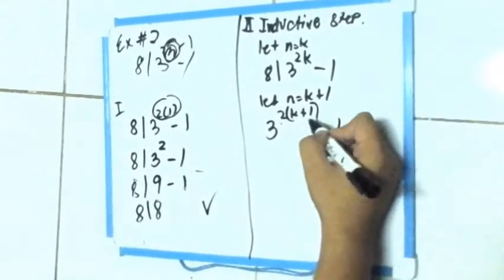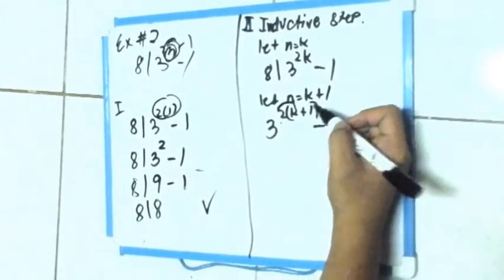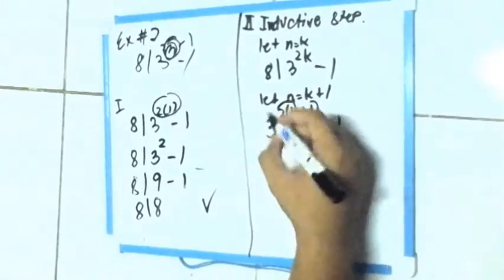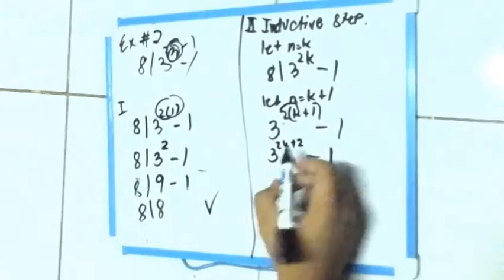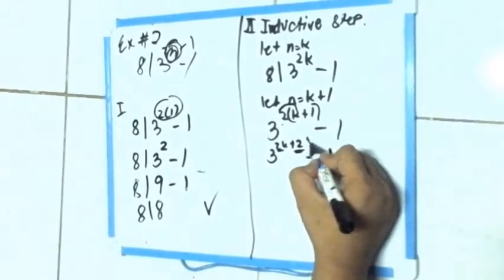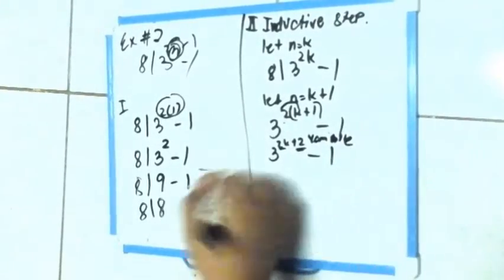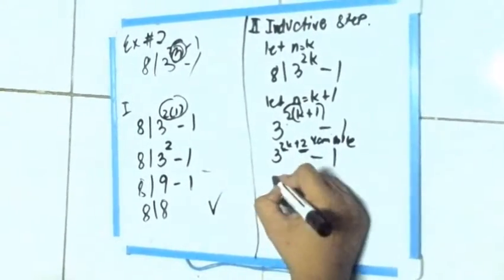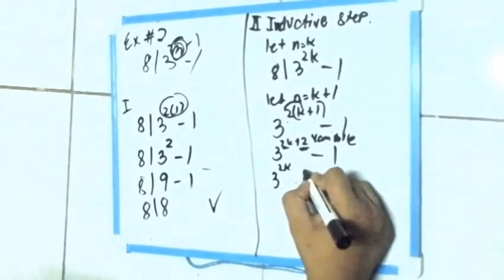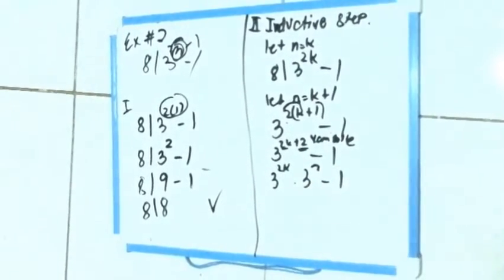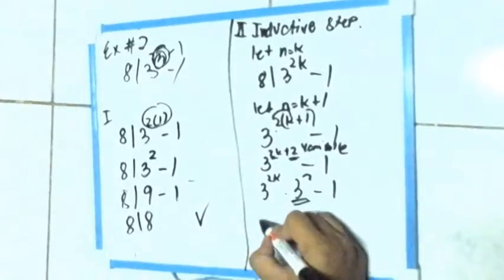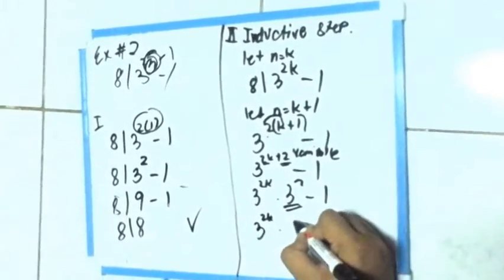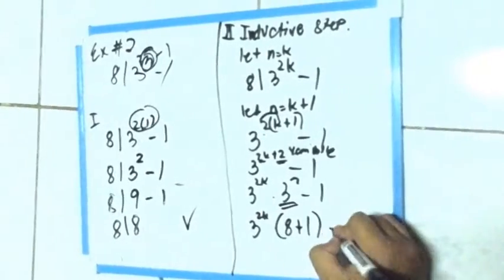Then after that, multiply 2 to k plus 1. So 2 times k plus 1. So our answer will be 3 raised to 2k plus 2 minus 1. Then we have two variables in an exponent, so we need to separate it. So the answer will be 3 raised to 2k times 3 raised to 2, minus 1. Then take any number divisible by 8, then plus 1. So 3 raised to 2k times (8 plus 1) minus 1.